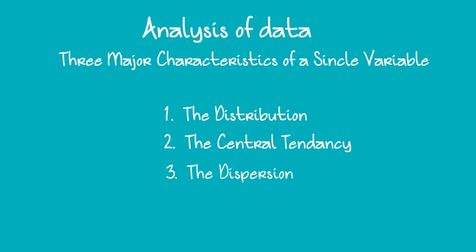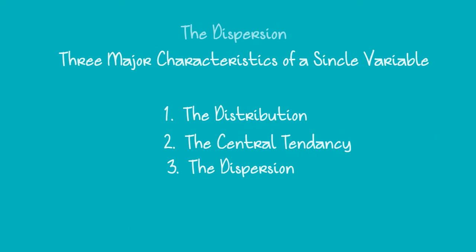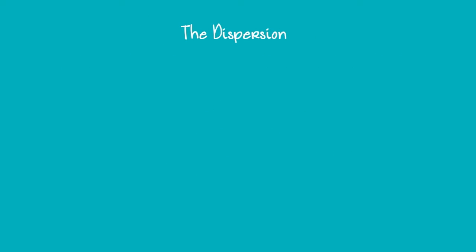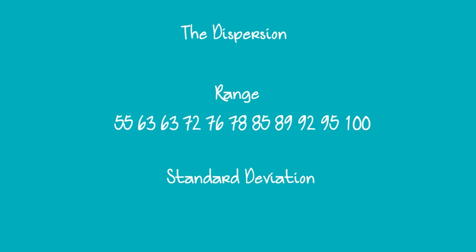The dispersion. Dispersion refers to the spread of the values around the central tendency. There are 2 common measures of dispersion, the range and the standard deviation. The range is simply the highest value minus the lowest value. In our student score distribution example, the highest value is 100 and the lowest value is 55. So the range is 100 minus 55, which equals 45. Standard deviation will be covered in another lesson.